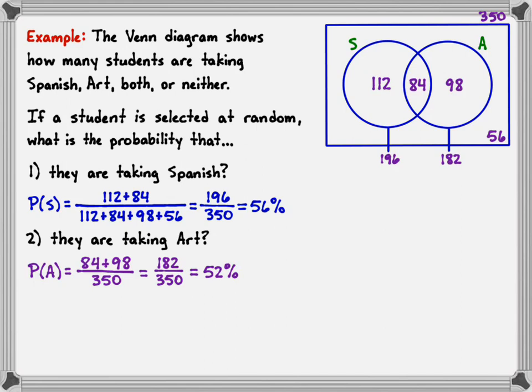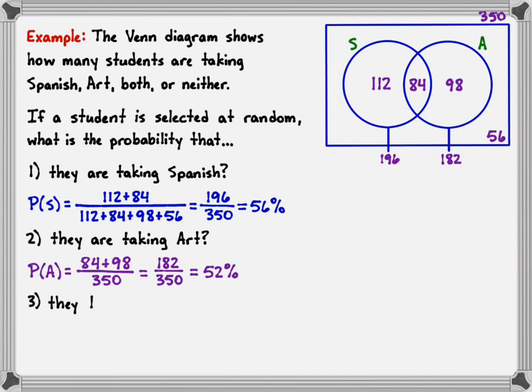Now, you might say, how is that possible? There's 56% that are taking Spanish and 52% that are taking art. When you add those up, you get greater than 100%. Well, that's because there are certain students that are taking both classes, right? And so this is including the students that are taking both, and this is also including the students that are taking both. So you have to be careful on how you're answering these questions.